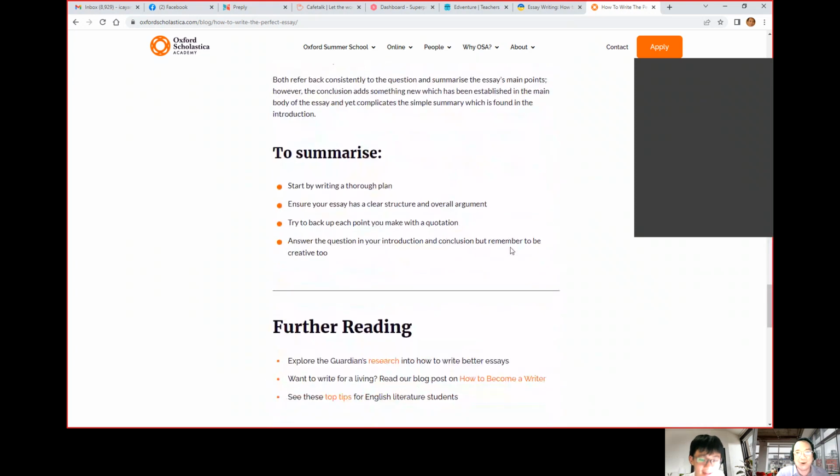Okay, now let's try to summarize them all. So how? Start by writing a thorough plan. And then if you have the plan, ensure your essay has a clear structure and overall argument. You put them all in a plan, and then you have all the words in there. Put them together. You should have a clear structure, and you have the overall argument in it.